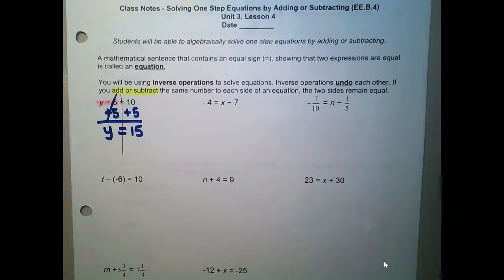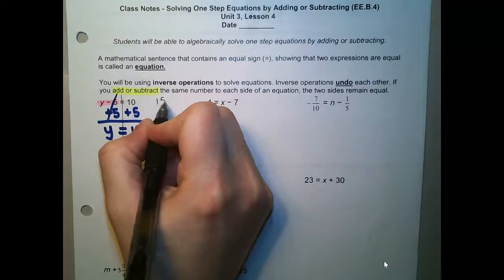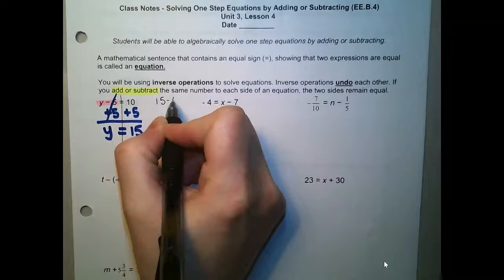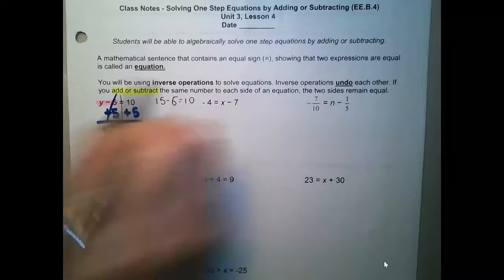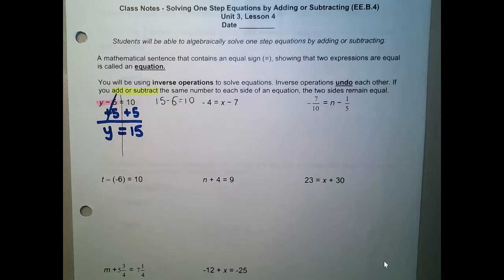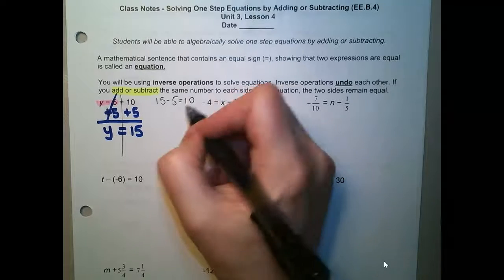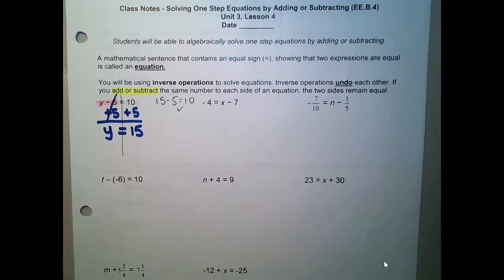We can always go back and check to see if our equation works. 15 take away 5. Do we in fact get 10? That is a 5. I wrote a curve that doesn't fit well there. So does 15 take away 5 actually equal 10? And we will say yes, that solution does work.